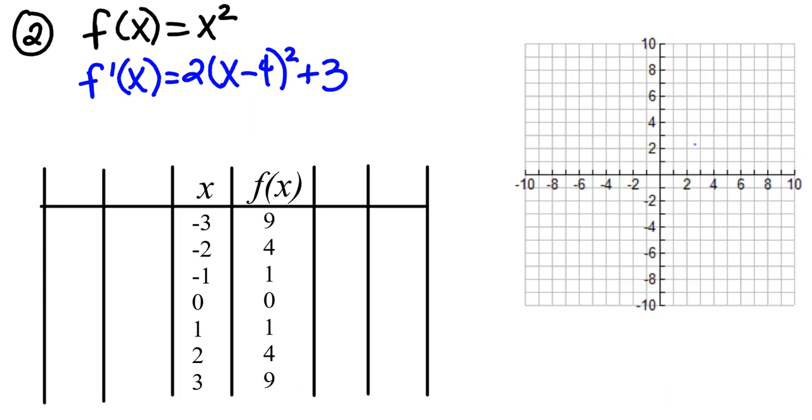So let's try another one. Here we've got f of x equals x squared. That's our parent function, and that's what our table is representative of. You always start with that in your table. Now here's the transformed equation: 2 times the quantity x minus 4 squared plus 3.